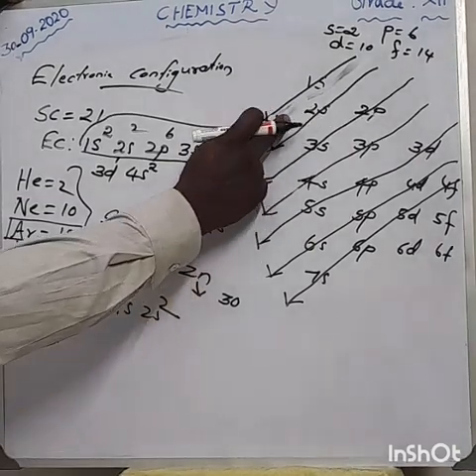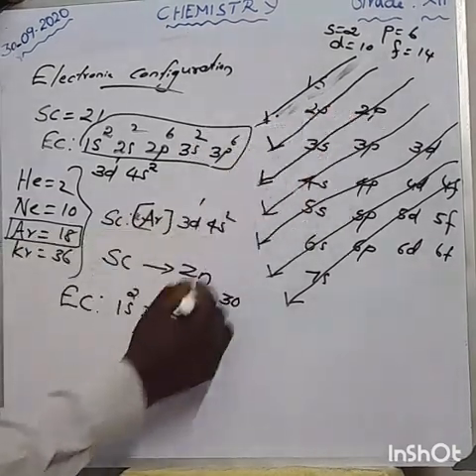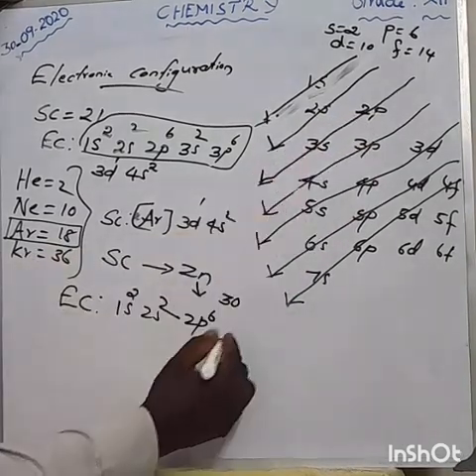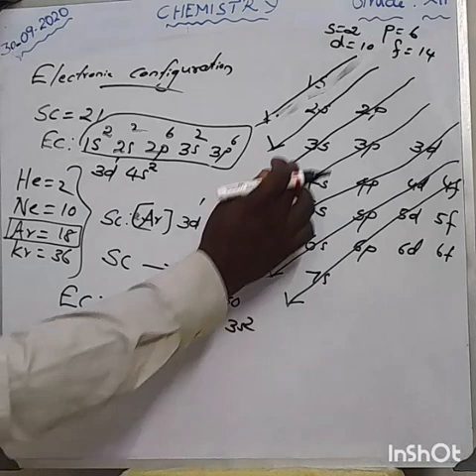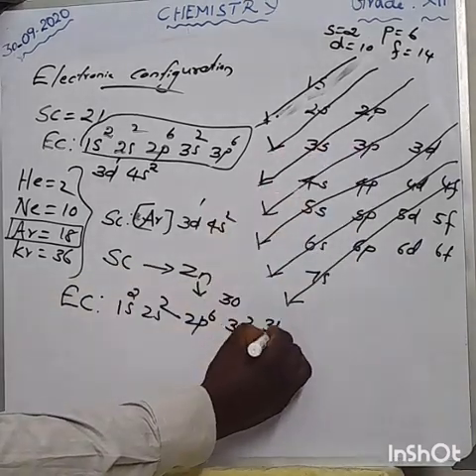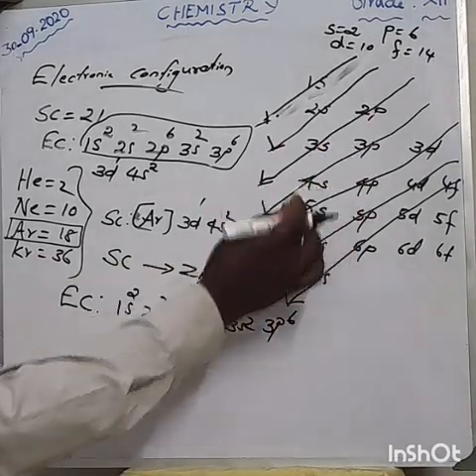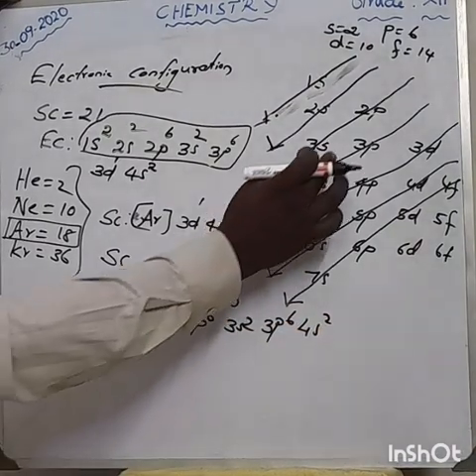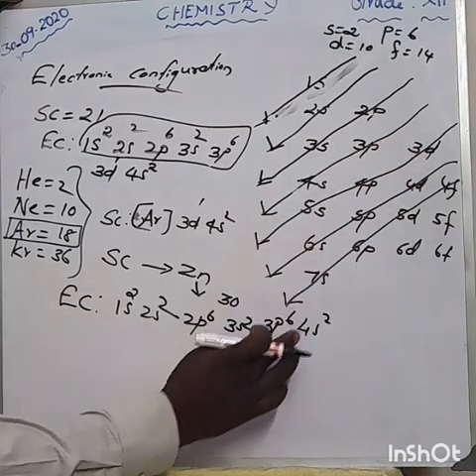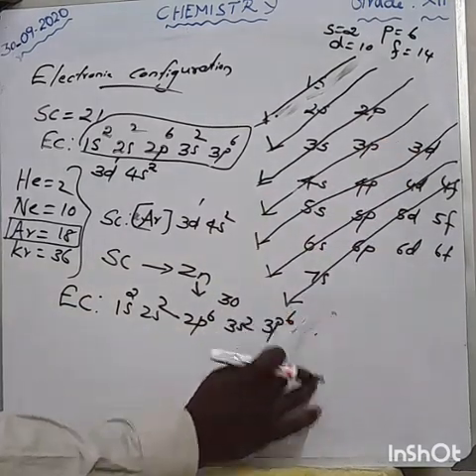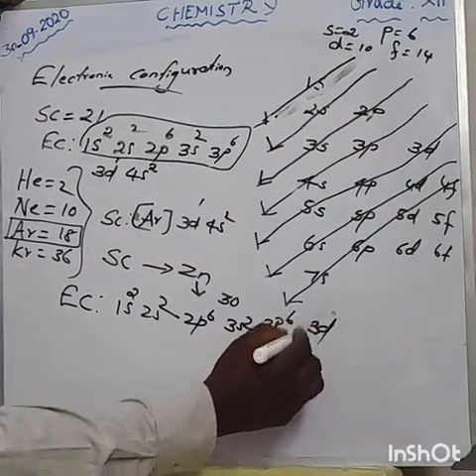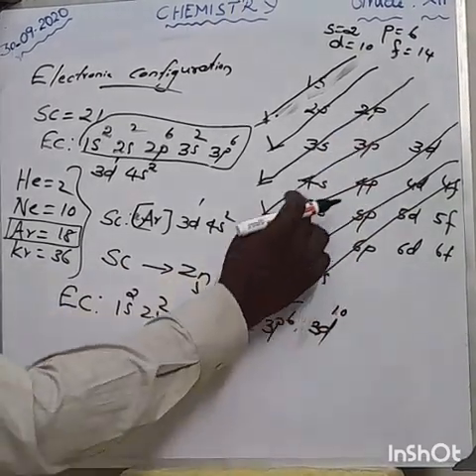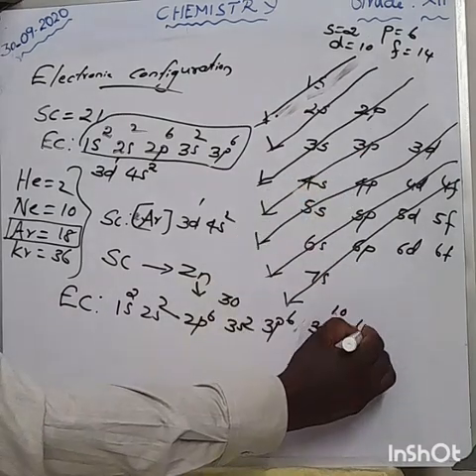Next one, after the 2s, 2p6. Next, after the 2p, 3s2. Next, 3p6. Next, 4s2. Okay, don't write the 4s2. You should write 3d. 3d10. Next, after 3d, then write 4s2.